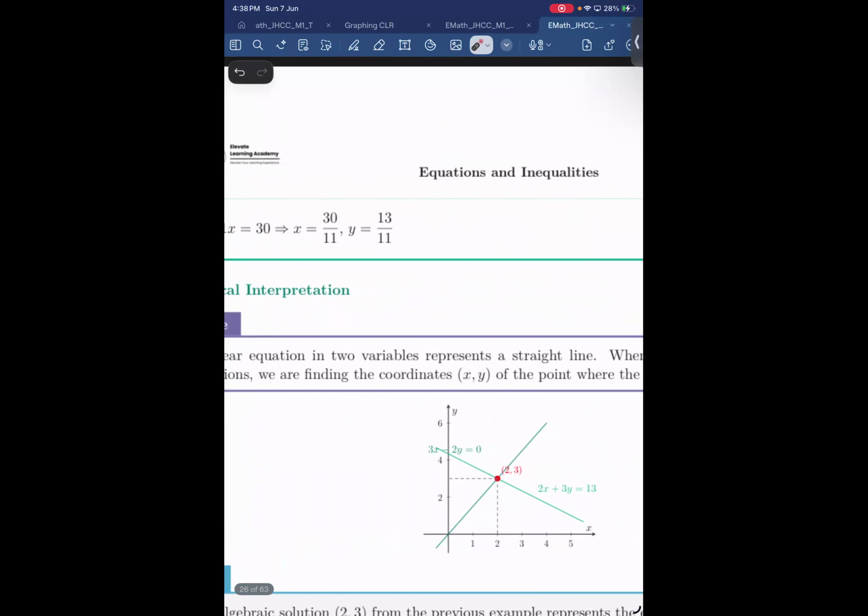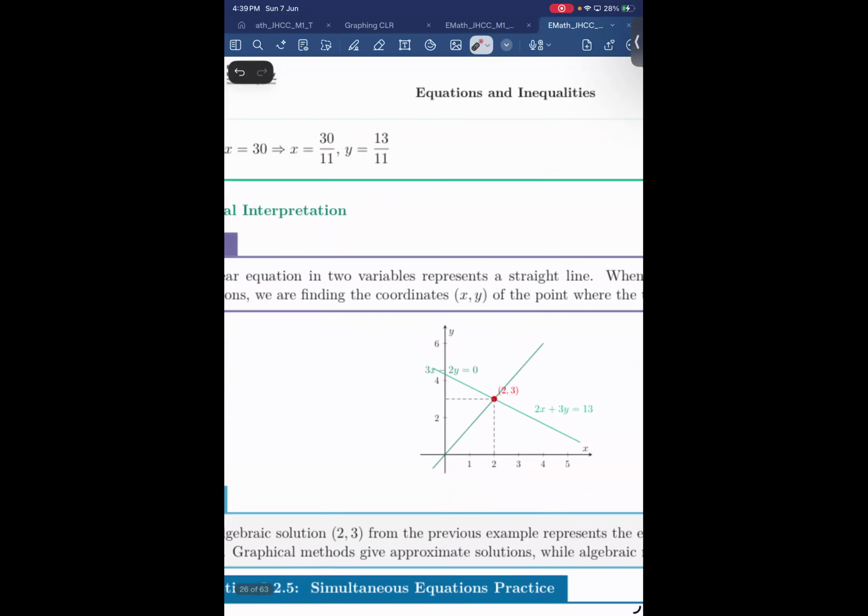Then what happens if you find the solution to a pair of simultaneous equations? If you solve a pair of simultaneous equations, what you actually get is the intersection point. If you have two straight lines and you solve the simultaneous equations, the x and y values you get, for example this pair of values, will be the point of intersection. So that's just good to note, although you won't really be given a picture in the exam.